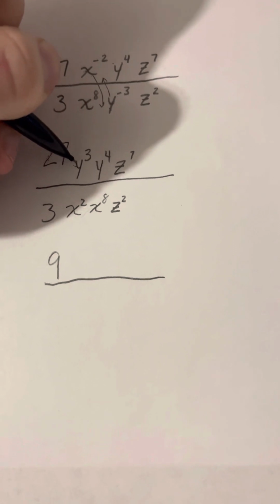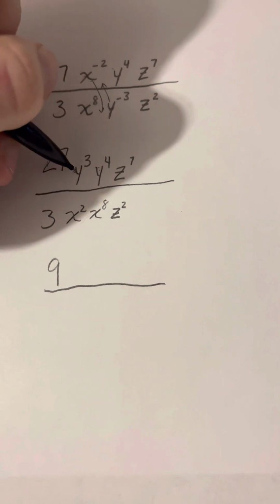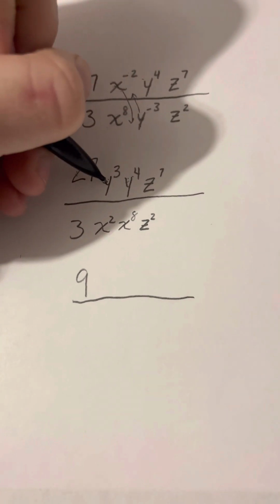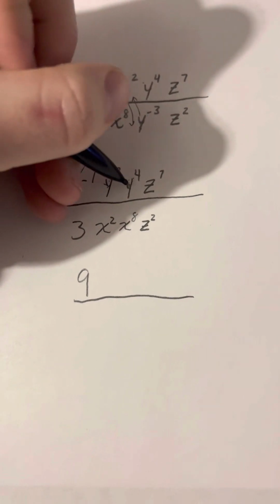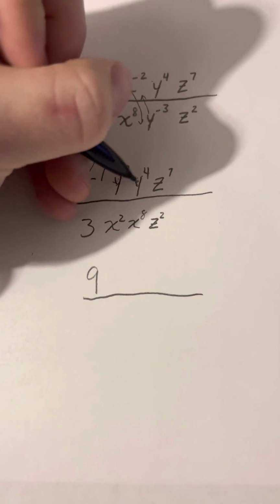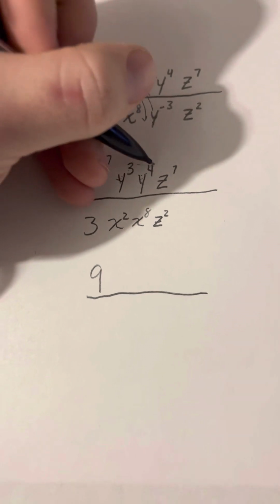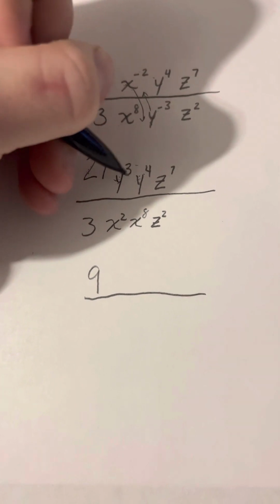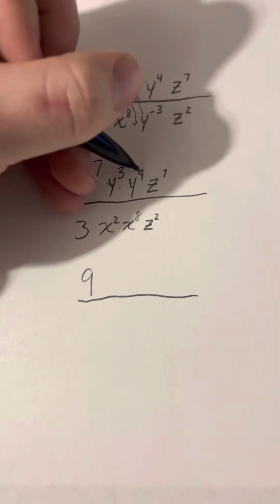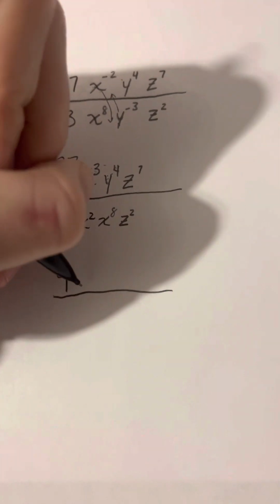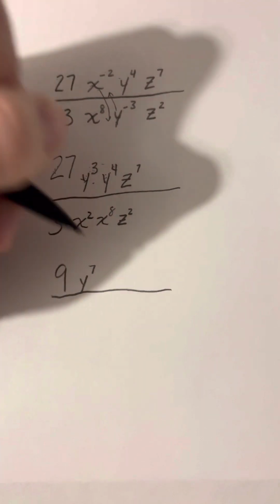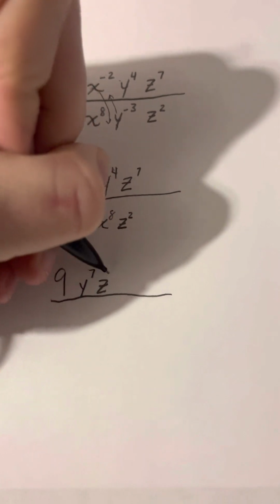So on the next step, this is the product of powers rule. If you have the same bases that are being multiplied, which is here, this is y to the third times y to the fourth, you actually add the exponents. So y to the third times y to the fourth becomes y to the seventh, because 3 plus 4 gives you 7. So that is y to the seventh. I bring over my z to the seventh.